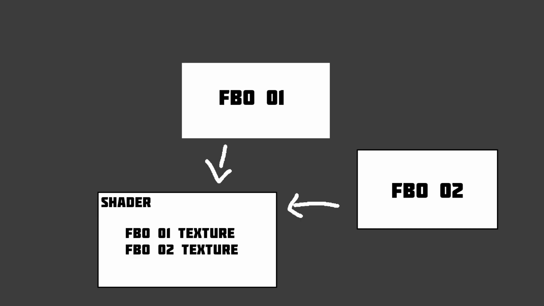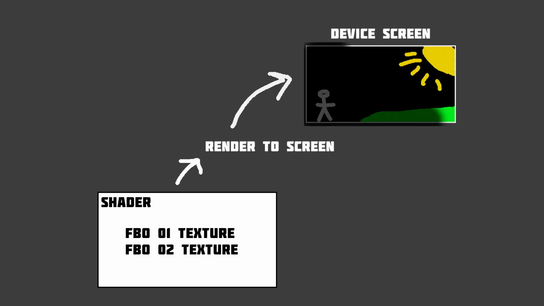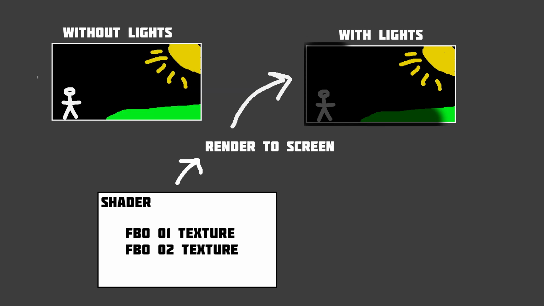What I end up with is two textures, one for the game stuff and the second is for the lights. Then I take these two textures and put them together in the main shader that will multiply them and draw the result onto the device screen. This is how the game would look with lights, and this is how the game would look without lights. Let's go into GIMP for a second and I'll show you how it works.